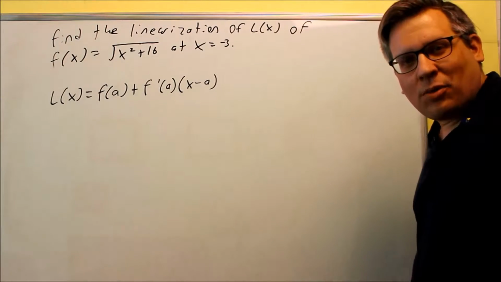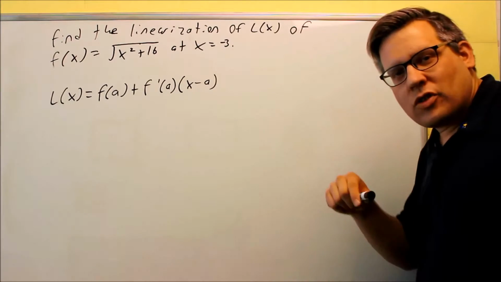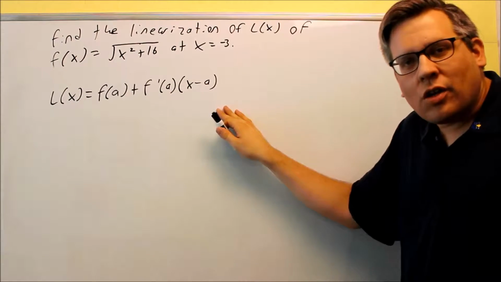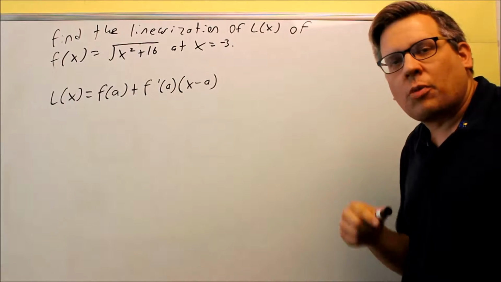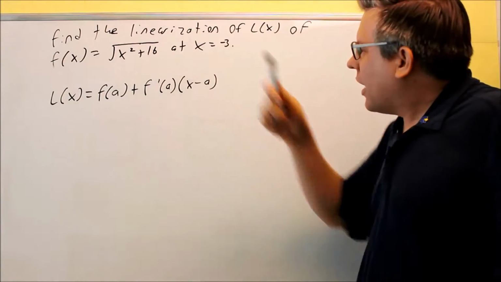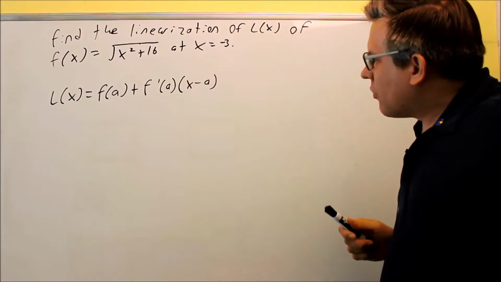Okay, let's take a look at an example that has to do with linearization. The previous video talked about where this particular formula comes from, so if you haven't seen that yet and you're interested in where the formula comes from, you can go back and watch that video. So I have f of x is this one, and I have the x value is -3.